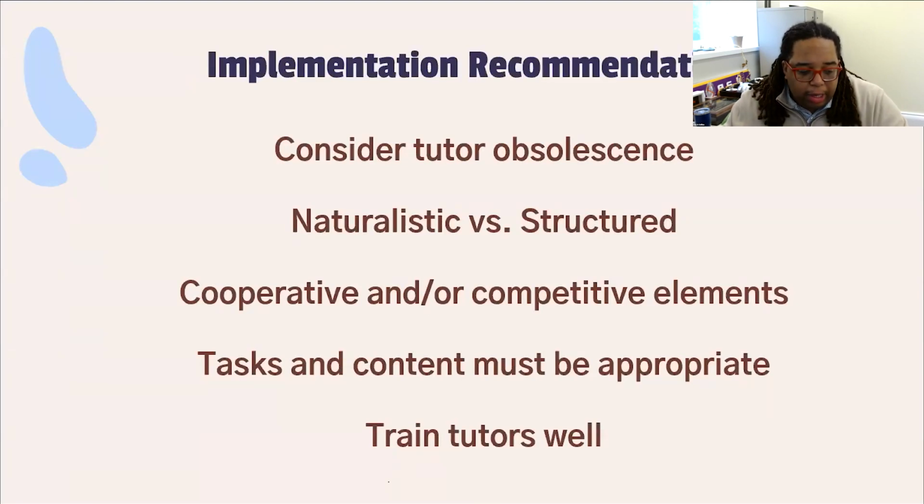So when we're implementing peer-mediated academic interventions, and we'll touch on these briefly because we're focusing more on the behavioral side for this presentation, one of the things you have to think about is this very fancy term called tutor obsolescence, which simply means that they don't have the answer. So if I don't know what 2 times 2 is, how can I help you with a flashcard that says 2 times 2 is 4?